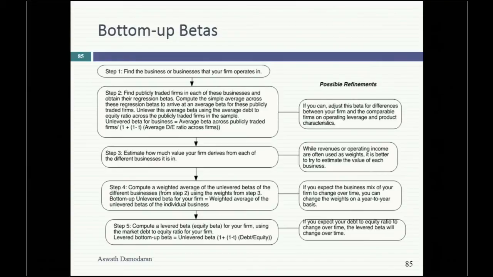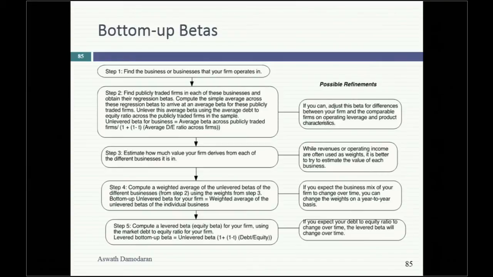Let's say I find 600 software companies and 100 baking companies. And actually, I should be able to do that because there are lots of software companies. They're all publicly traded, so I can get betas for each of them, right? So I end up with 600 regression betas for software companies and 100 regression betas for food processing companies. I take an average of the 600 betas, a simple average. I end up with an average regression beta for software companies and an average regression beta for food processing companies.